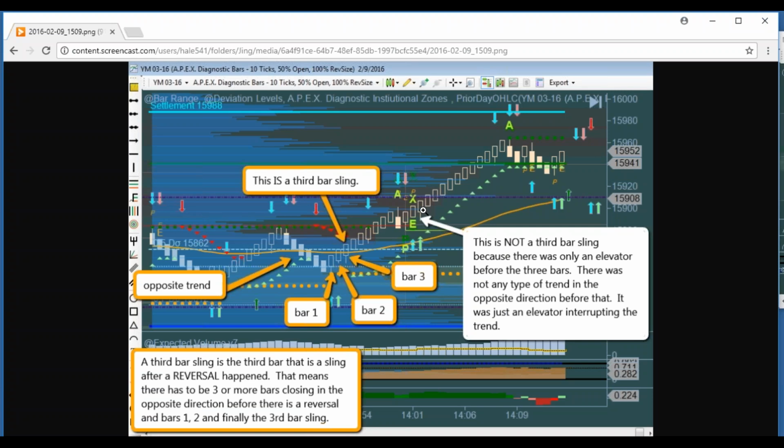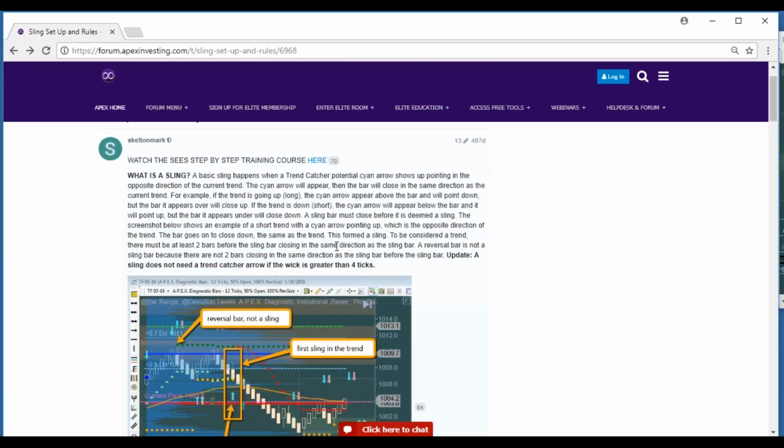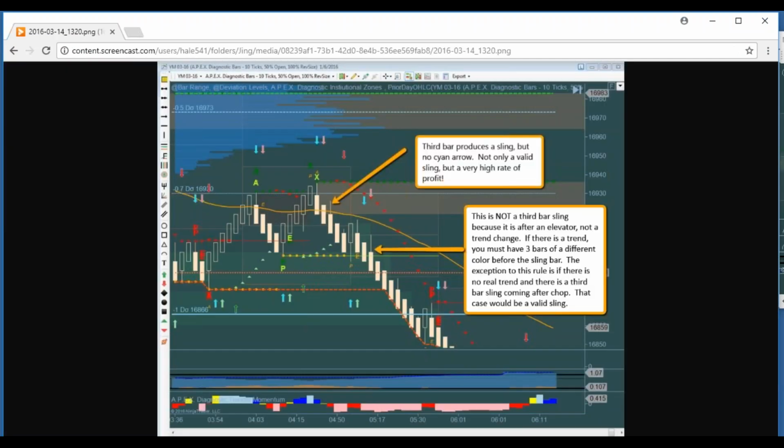Okay, but again, for the third bar slings, you've got to have at least 3 bars in the opposite direction. I think we've got a couple more examples here. Let's take a look. Let's pull this one up real quick.